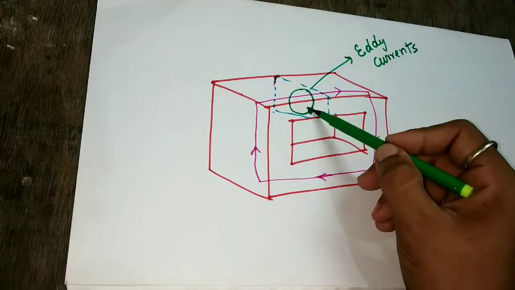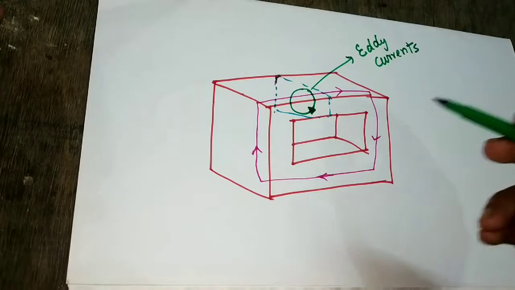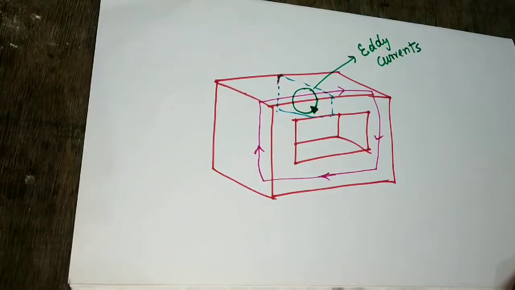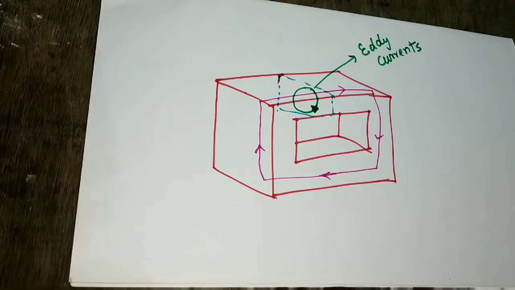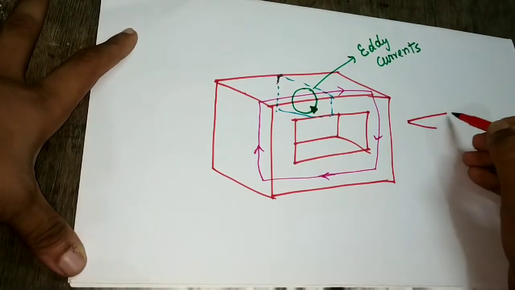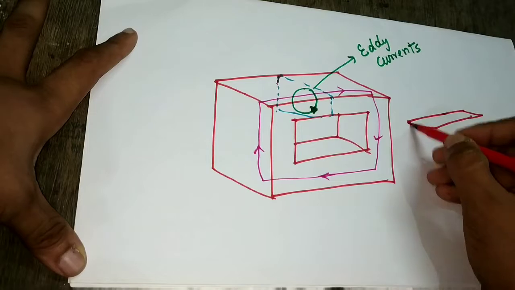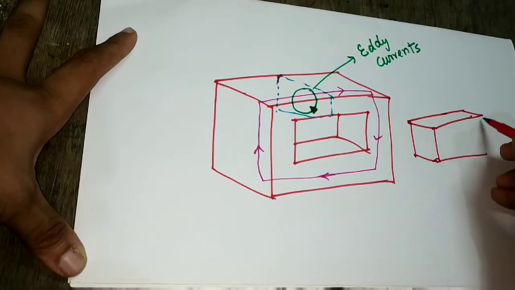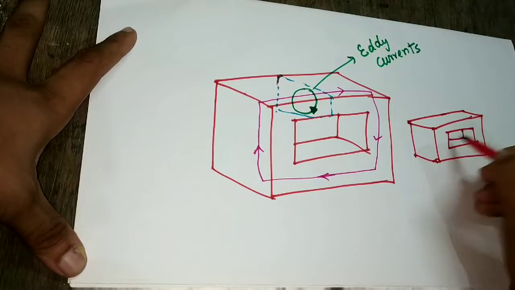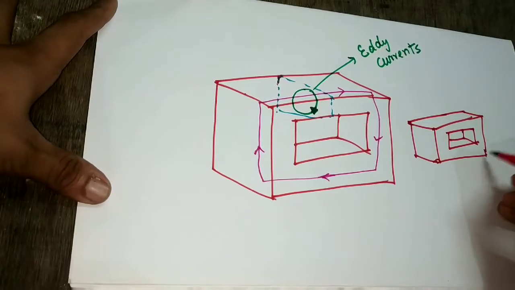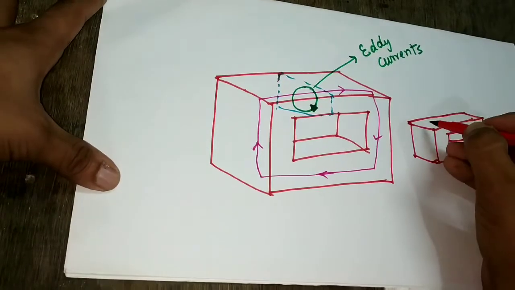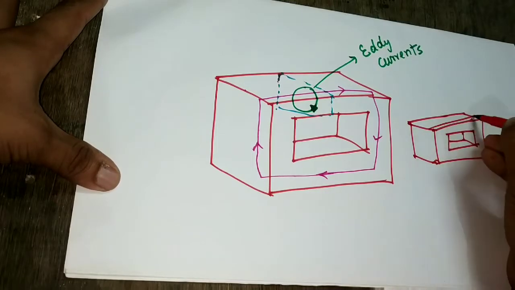So these currents also contribute to the loss of the transformers. To reduce this current, what we do is laminate the core. How does this lamination lower the losses? We laminate the core in this way.